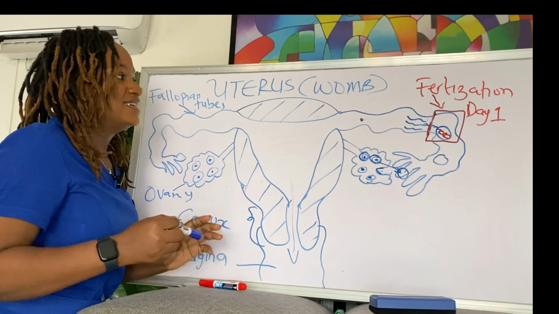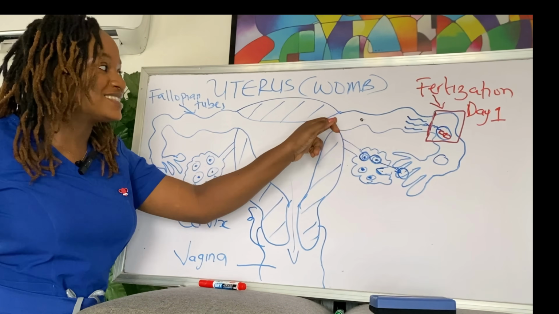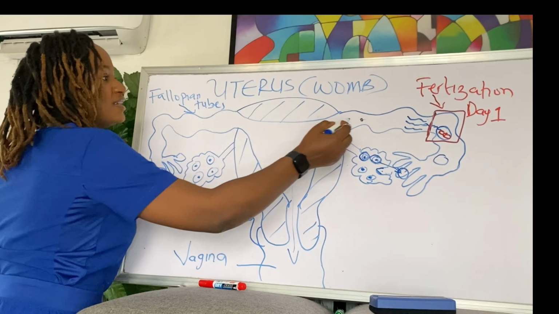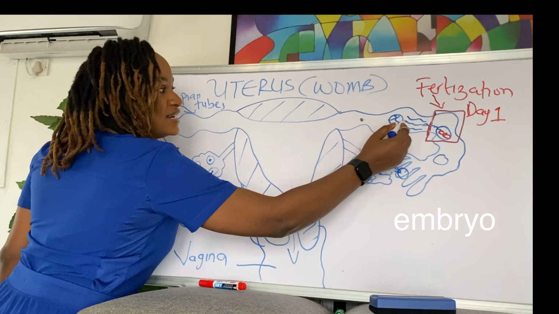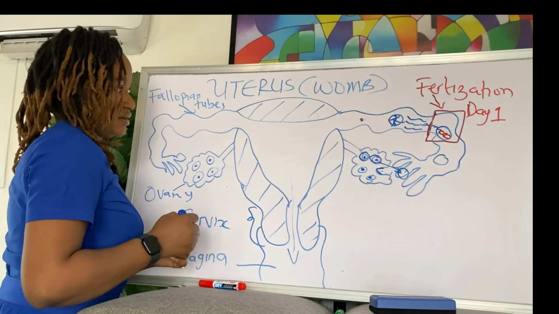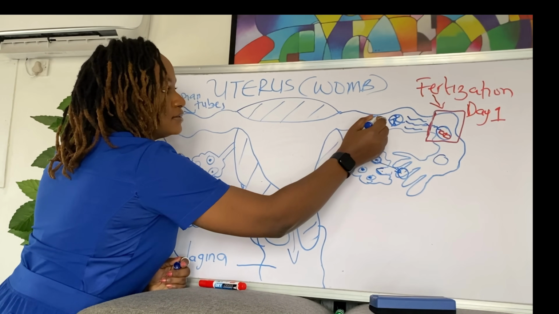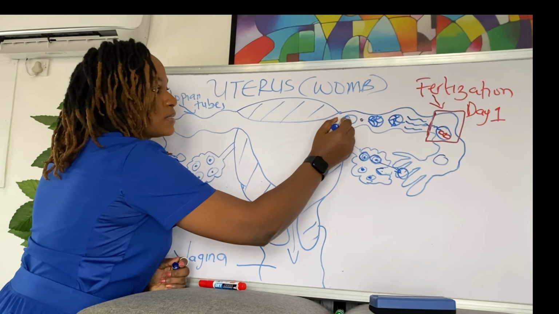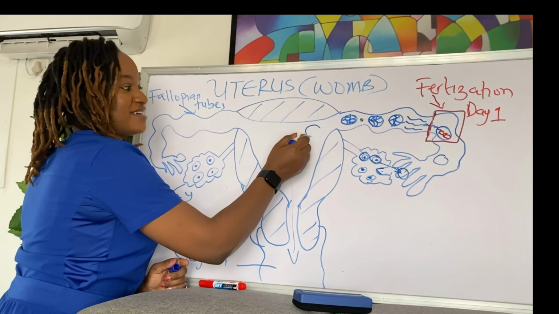Then the fallopian tube keeps moving and moving because it's trying to push it all the way into the uterus so that it can implant. So on day 2, the genetic material is dividing more. This is day 3, day 4, day 5.